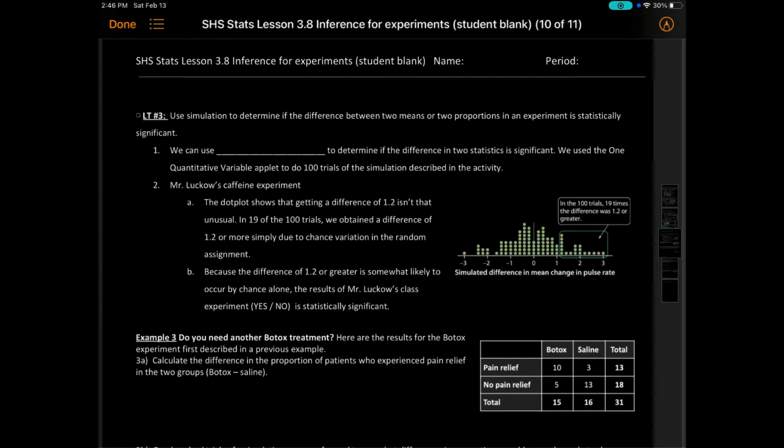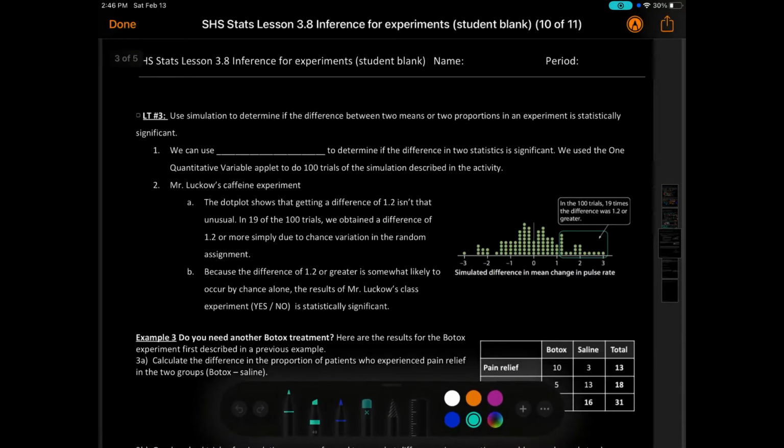All right, let's go over learning target number 3 on page 3, use simulation. So we can use simulation to determine if the difference in two statistics is significant. We use the one quantitative variable applet to do 100 trials of the simulation described in the activity. So, do you remember Mr. Lecow's caffeine experiment? Some students were given caffeine, some were given not, and then they were testing their blood pressure.